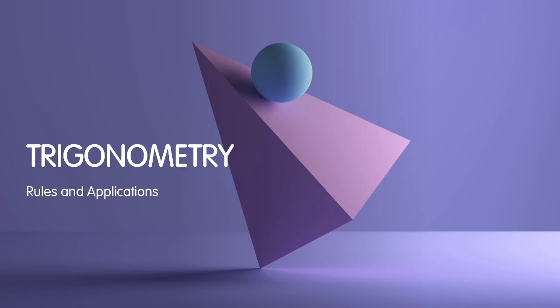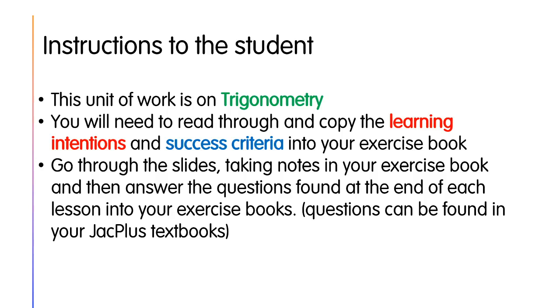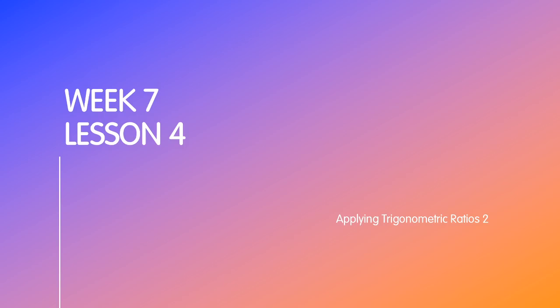We're looking at trigonometry. In this unit of trigonometry, you'll be copying down the learning intentions and success criteria into your exercise book. As we go through the slides, you will need to pause to take some notes in your exercise book and then answer the questions found in each lesson in your exercise books. Questions can be found in your Jacaranda Plus textbooks along with the answers to those questions.